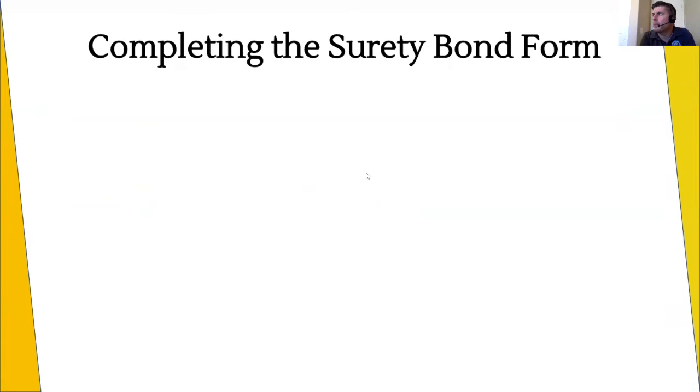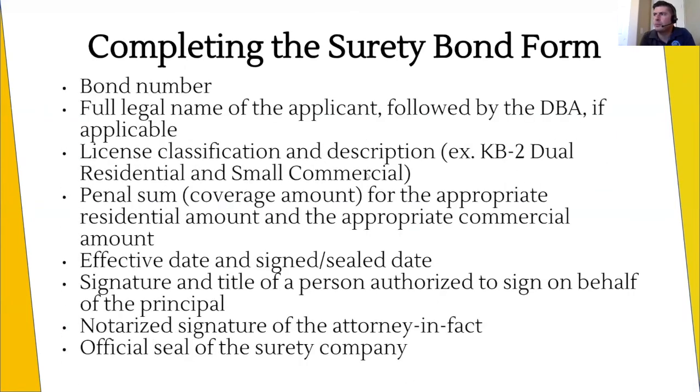Okay, so if you're going to be using a surety bond, there's a specific form on our website that your bond company will need to use to create the bond. So it needs to be on this form. There's a couple of things that are going to need to be filled out on this form. First, the bond company itself is going to assign you a bond number. They're going to need to put that bond number on the form. The full legal name of the applicant or the entity that's applying will need to be on there, along with any DBA. If you are choosing to have a DBA, that needs to be on the bond.